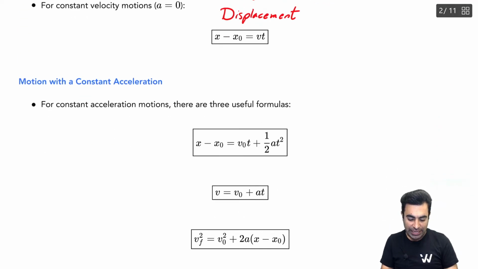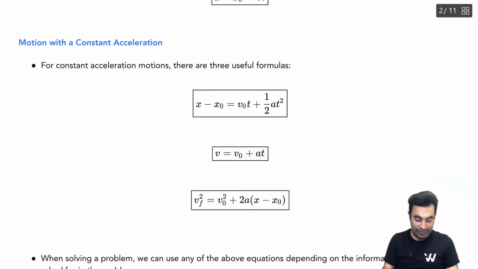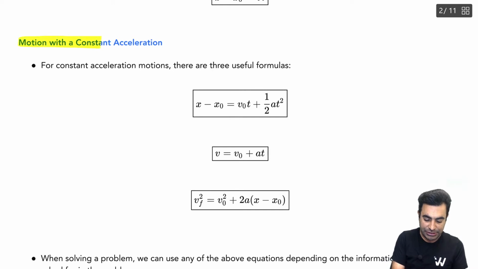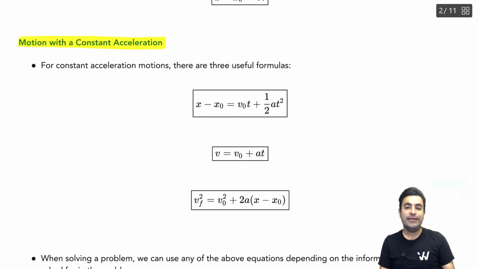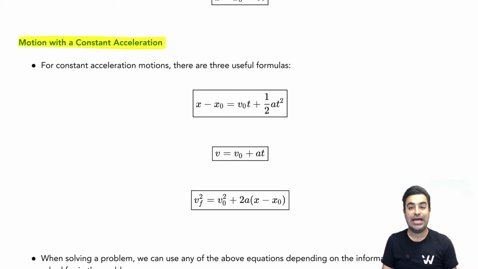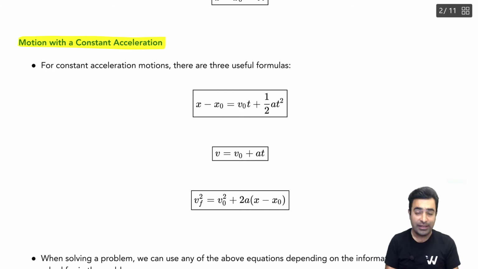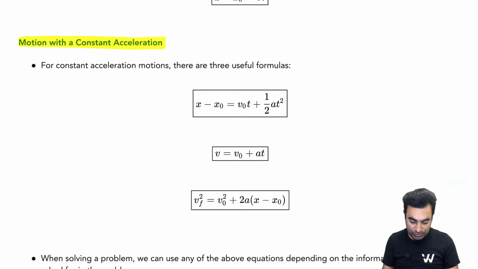We can also have a set of equations when we have a constant acceleration motion. If you have a constant acceleration, now velocity is changing. That's why we can talk about the initial or final velocity of the object during this motion. We have three useful equations which are shown here in the boxes. Let me go through each of them one by one and introduce them to you.